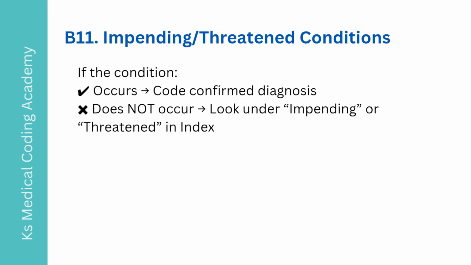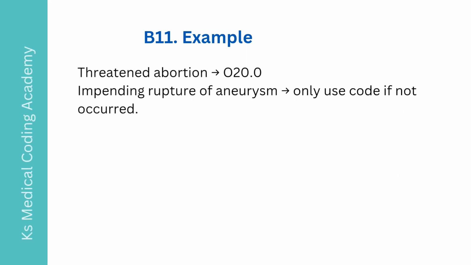Impending, threatened conditions. When documentation describes a condition as impending or threatened, follow this rule. If the condition actually occurs, code the confirmed condition. If it does not occur, check the index for specific, impending, or threatened codes. Example. For example, threatened abortion is coded directly as O20.0. Impending rupture of an aneurysm is only assigned if the condition does not occur and if a specific code exists.